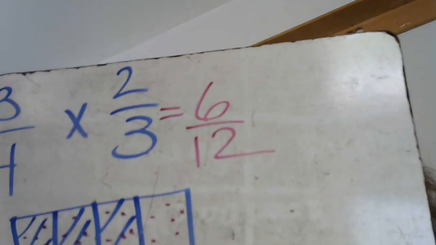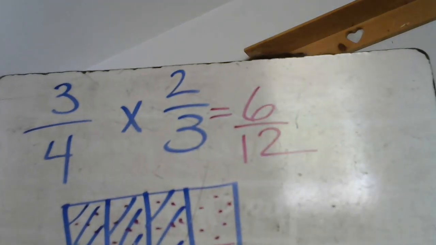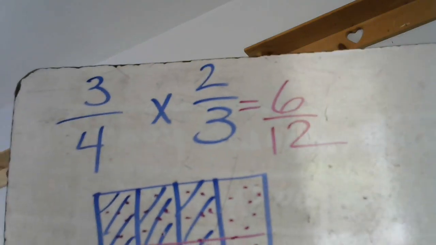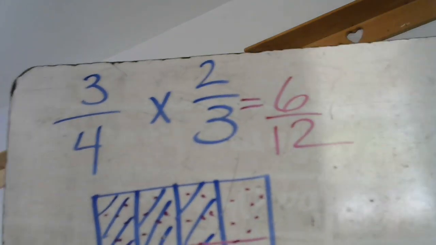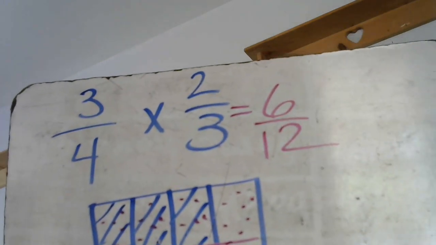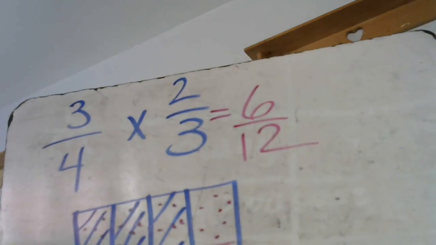Now, we should automatically know that 6 over 12 is equal to 1/2, because if I double my numerator of 6, I get 12. So 6/12 can be put in lowest terms or simplest form as 1/2.